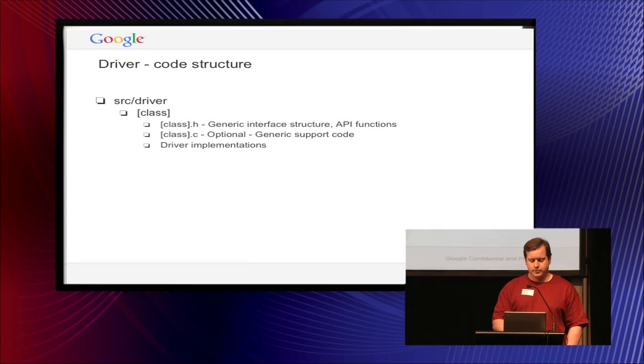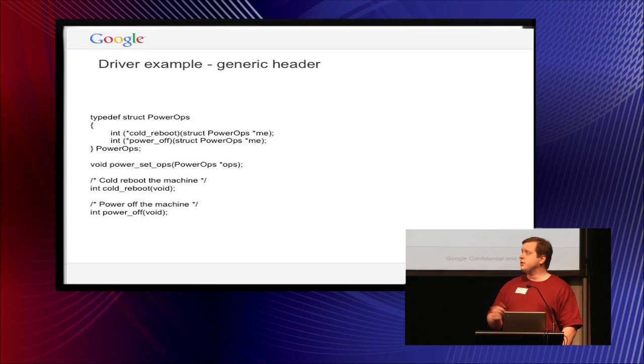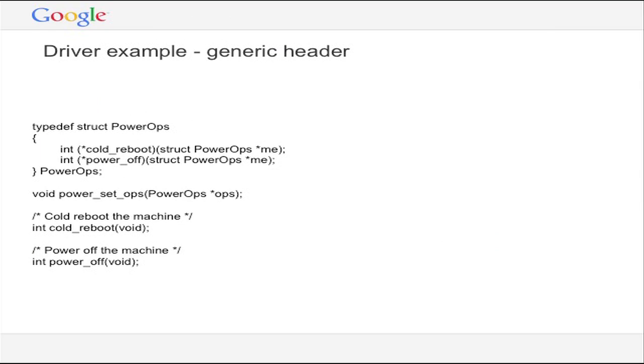So here's an example of the generic header from the drivers which control rebooting and powering off the system. At the top you can see a structure called power_ops. And this has two callbacks within it, one called cold_reboot, which you can imagine what that does, and one called power_off. And these both take as their first parameter, as I mentioned earlier, a pointer to a power_ops structure.